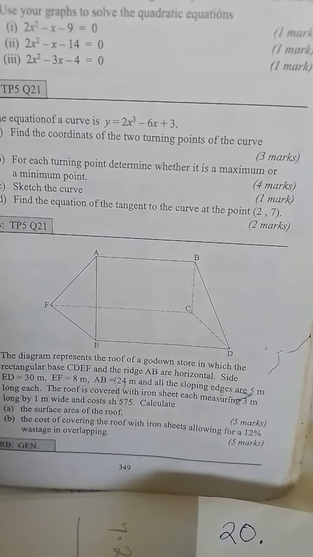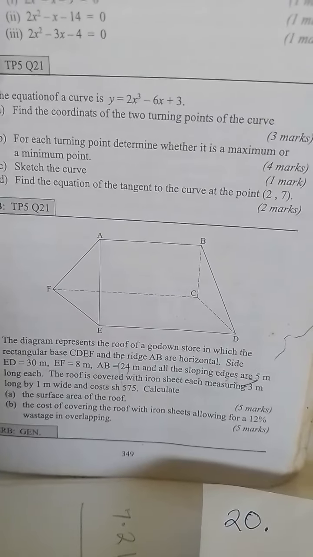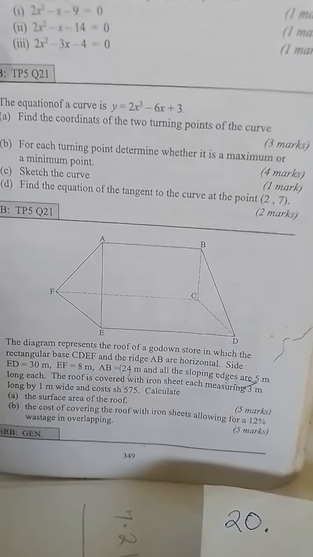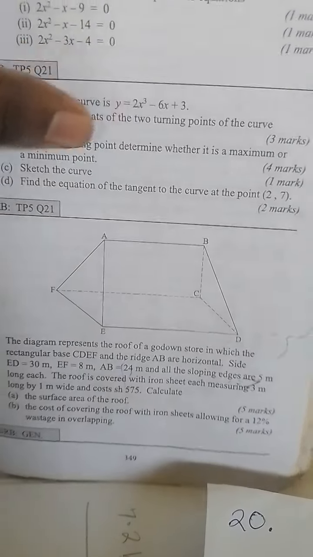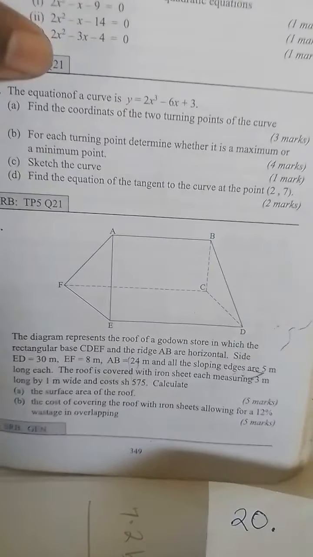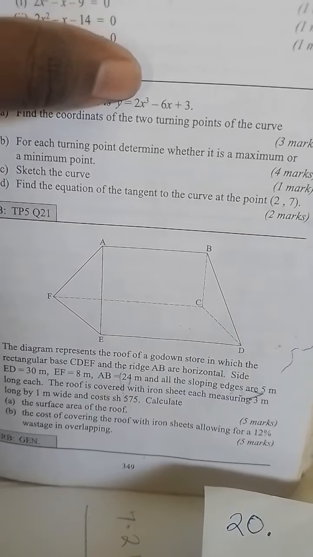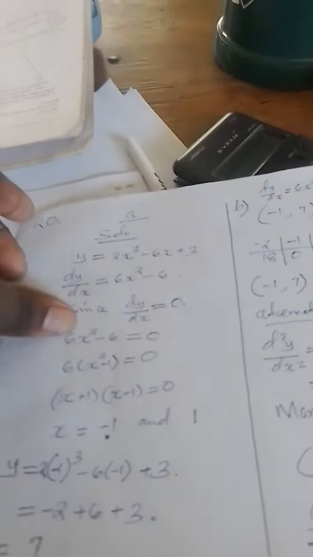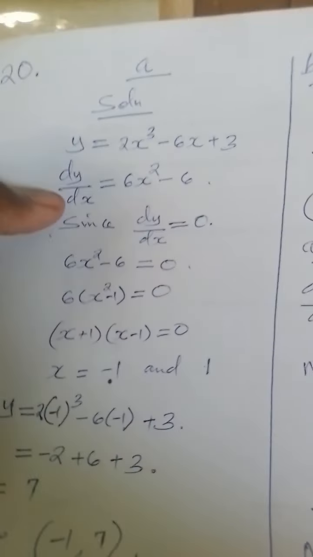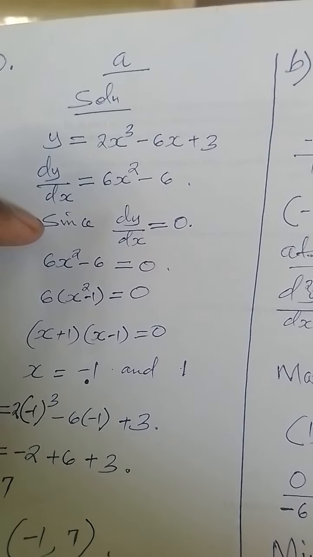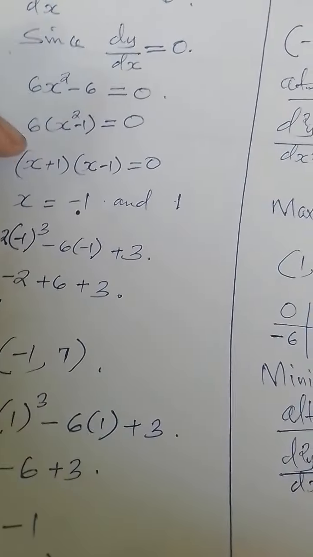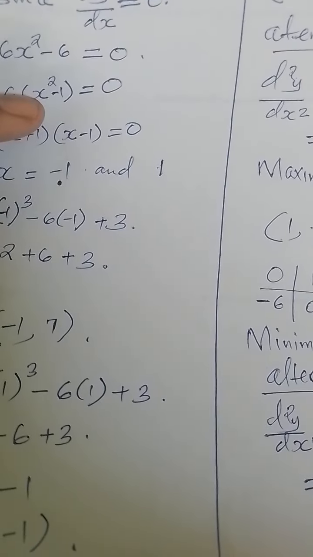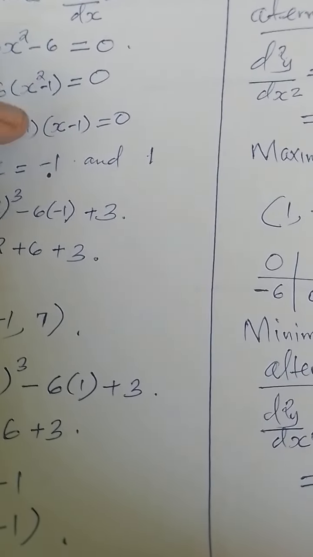Turning points are the points where the gradient is equivalent to 0. So if we want to find the coordinates of these two turning points of the curve, first we'll have to differentiate the equation that we have, that is y is equal to 2x cubed minus 6x plus 3. If we differentiate this equation, it will give us 6x squared minus 6. Since dy over dx, that is equivalent to the gradient, is given by 0, then we'll have to find the value of x at that given point when the gradient is equivalent to 0.